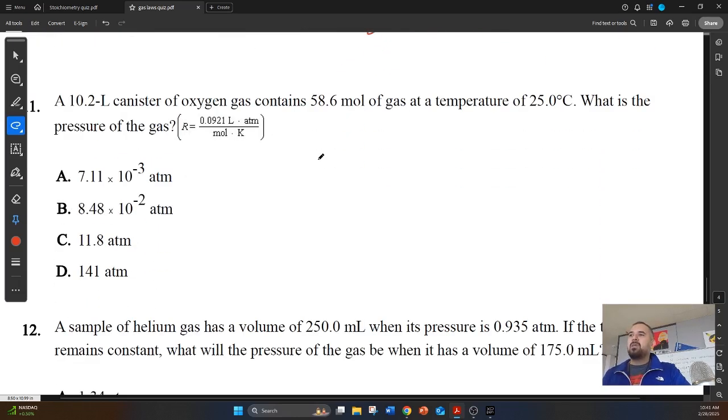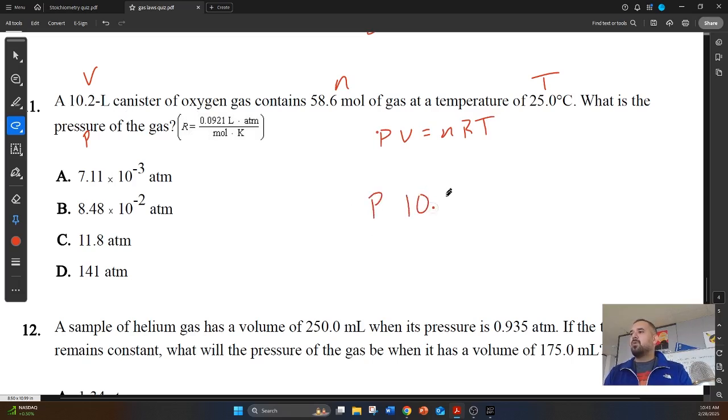A 10.2 liter canister of oxygen gas contains 58.6 moles of gas at a temperature of 25 C. What is the pressure of the gas? So here we have a volume, here we have an N, here we have a T, and they're asking us for P. So this is going to be an ideal gas law. So PV equals nRT. So our pressure is going to be our unknown.